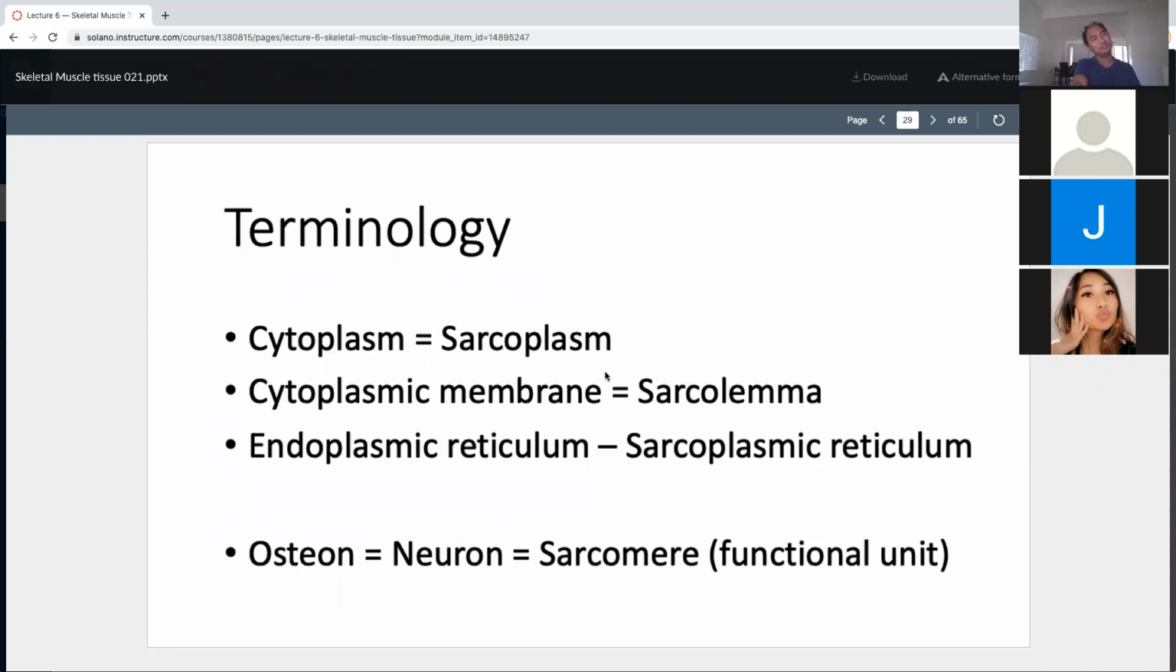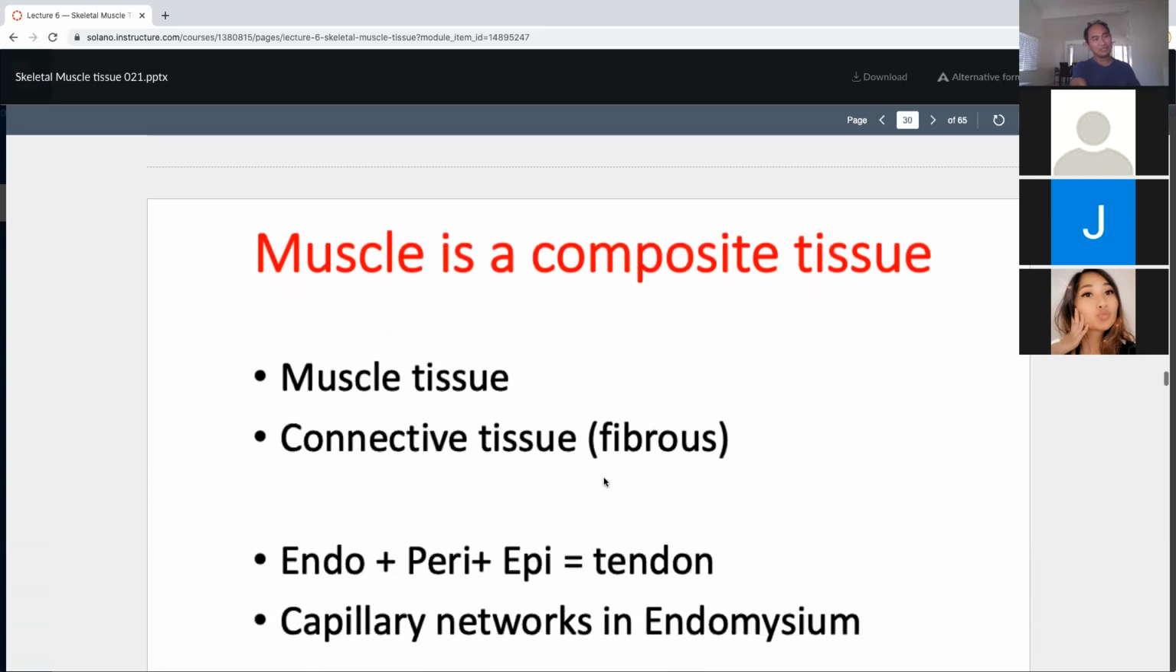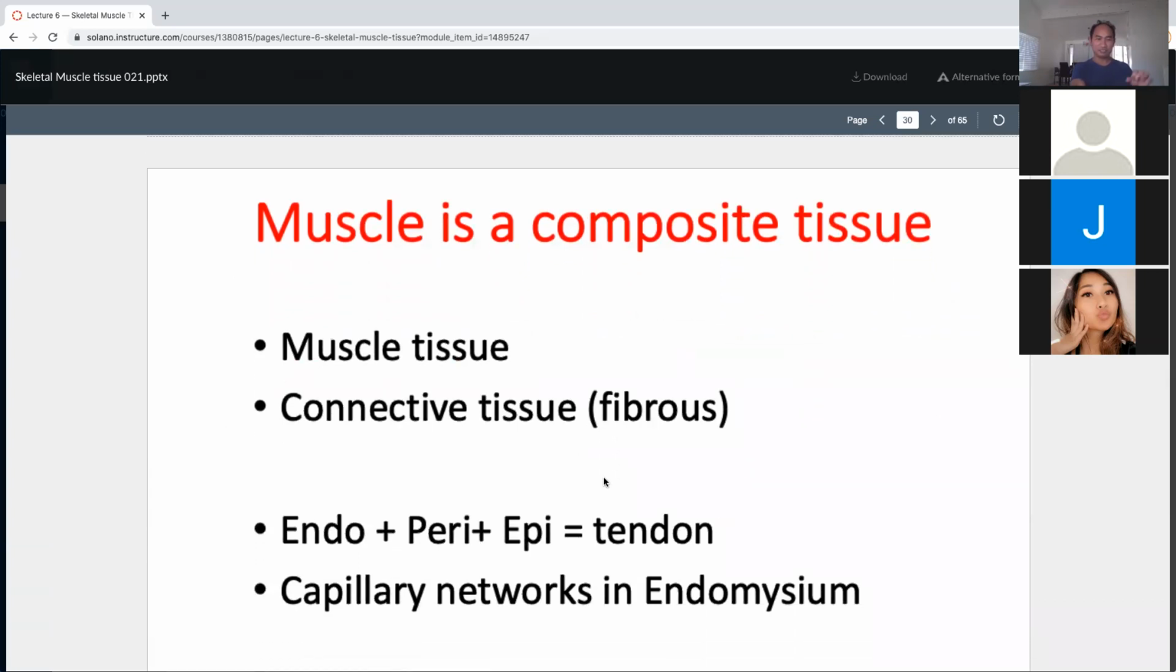Cytoplasm is equivalent to, in muscle, we call sarcoplasm. Cytoplasmic membrane, we will call sarcolemma. So the lemma and cytoplasmic membrane is now very different. Like endoplasmic reticulum in the cell will be sarcoplasmic reticulum. So this is pretty similar. Muscle composite tissue. Muscle is sarcomere muscles, and which is covered with the endomysium, perimysium, and epimysium, which are the connective tissue.